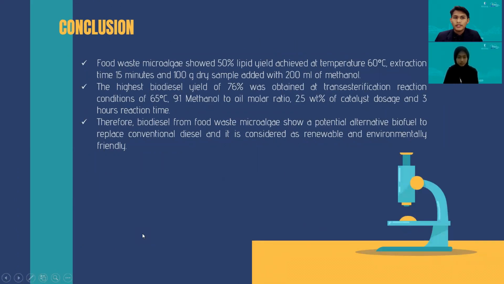As a conclusion to our project, food waste microalgae showed 50% lipid yield achievement at a temperature of 60 degrees Celsius. The extraction time is 15 minutes and 100 gram dry sample added with 200 ml of methanol. So the highest biodiesel yield of 76% was obtained at the transesterification reaction condition of 65 degrees Celsius, 9:1 methanol to oil molar ratio, 2.5 weight percent of catalyst dosage, and 3 hours reaction time.